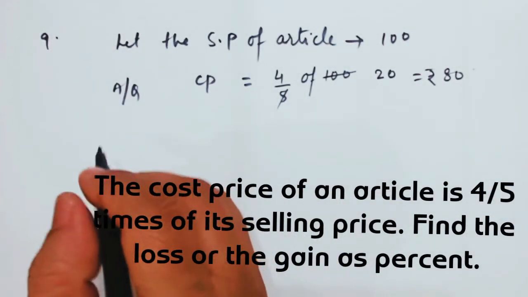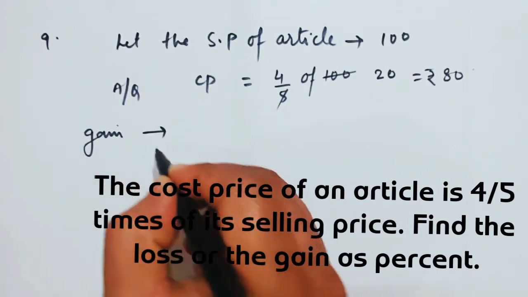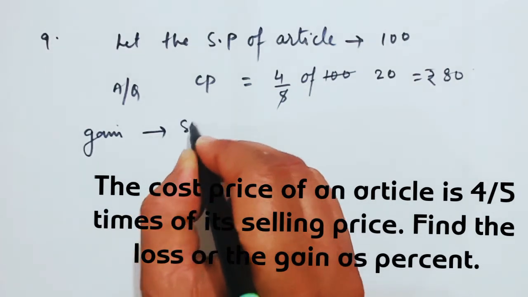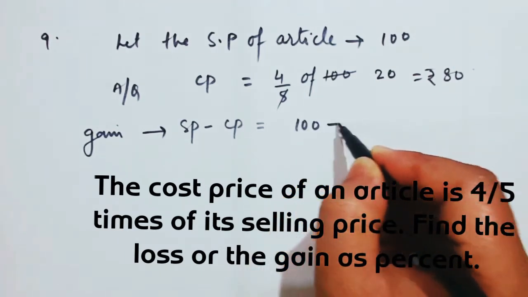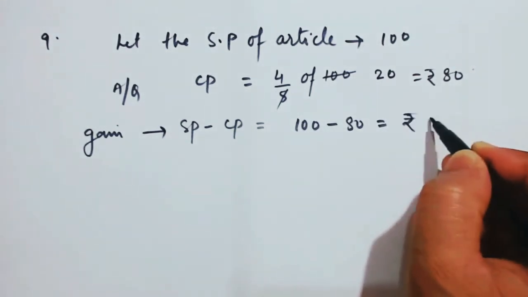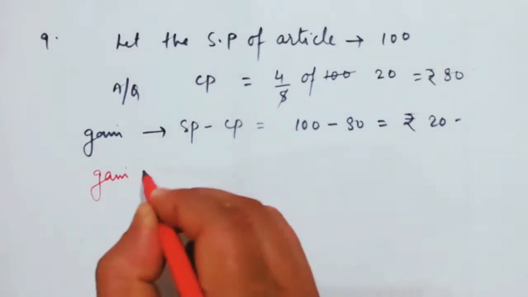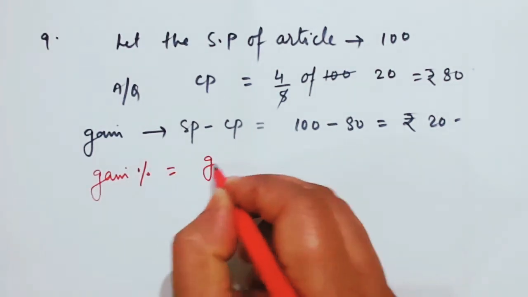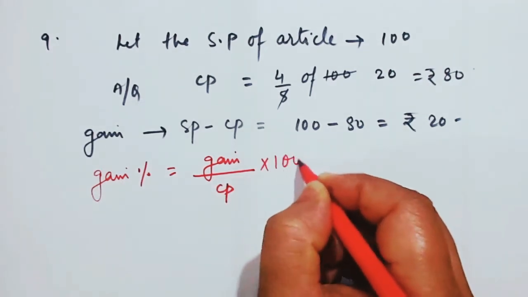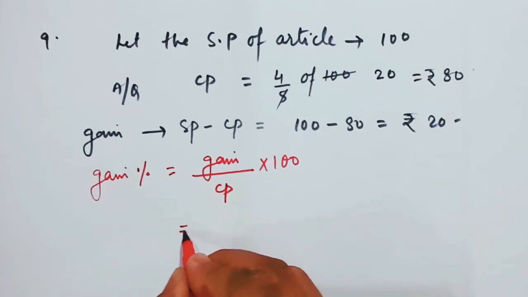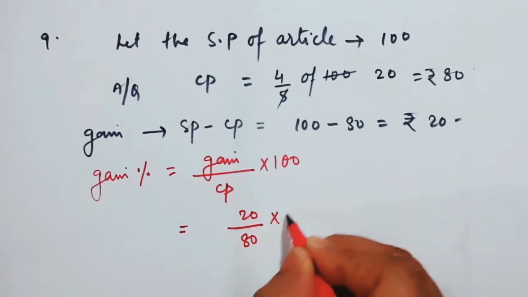So find the loss or gain. What do you think? Loss or gain? So here gain will be there because selling price is more. So gain is equal to selling price minus cost price, which is 100 minus 80, equal to rupees 20. So gain percent will be equal to gain by cost price into 100. Gain how much? 20. Cost price how much? 80, times 100.